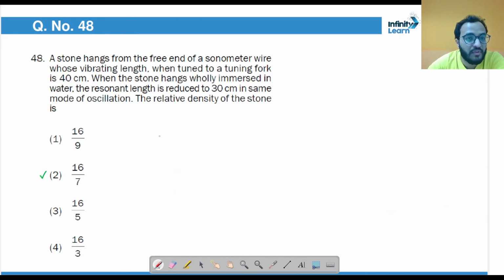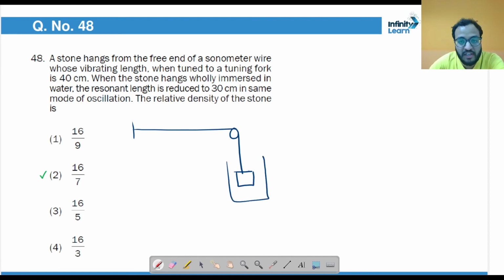Now a stone hangs from the free end of a sonometer wire. See, this is the situation. This is the stone. So initially, when it was not dipped anywhere, the tension was T1, right? What they are saying is the same tuning fork. See, the frequency is constant because they are using the same tuning fork. The length tuned to the tuning fork is 40 cm.